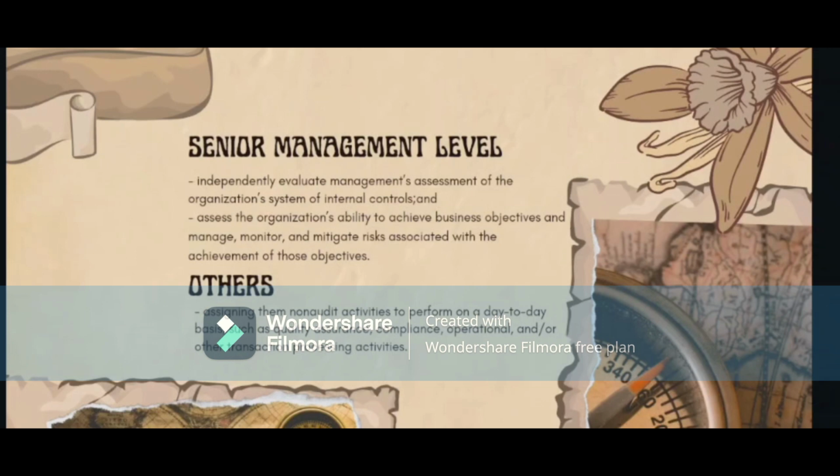Because you are not part of their daily operations, being at a higher level, you can enhance and maximize your role to add value, since you are at the senior management level and can report directly to the board. On the other hand, some organizations do not see the importance of internal audit, so they place the internal audit much lower in the organizational hierarchy, typically assigning them non-audit activities to perform on a day-to-day basis such as quality assurance, compliance, operational and other transaction processing activities.